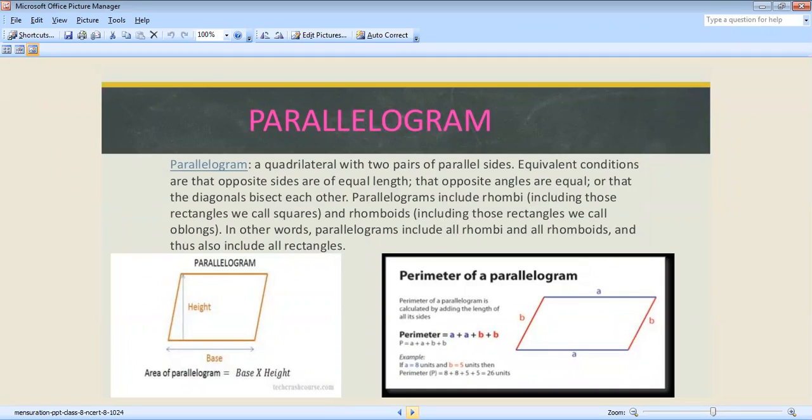Perimeter of a parallelogram is calculated by adding the lengths of all sides. That is A plus B, A plus B means A plus A plus B plus B. That is, perimeter of a parallelogram is 2 into A plus B. Example is given: A equal to 8 units, B equal to 5 units. That is 8 plus 8 plus 5 plus 5 equal to 26 units. This is the perimeter of a parallelogram.